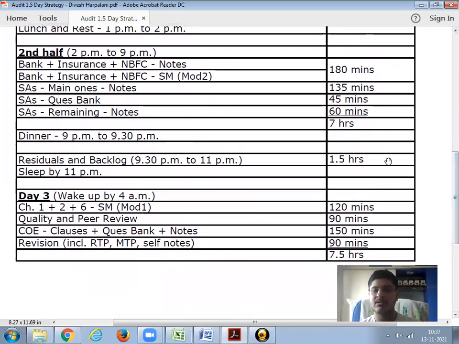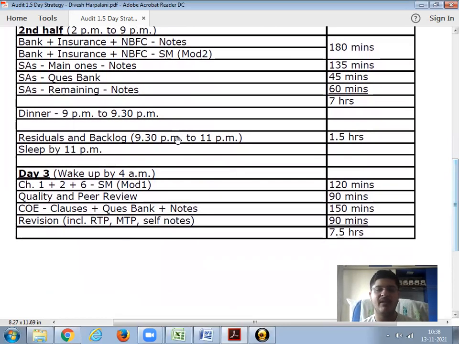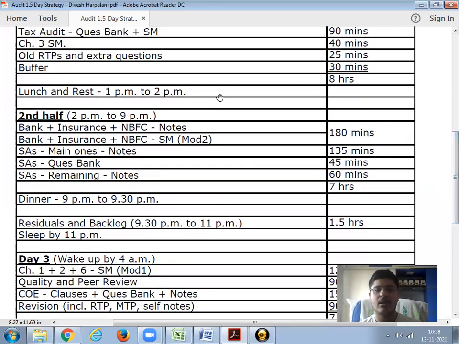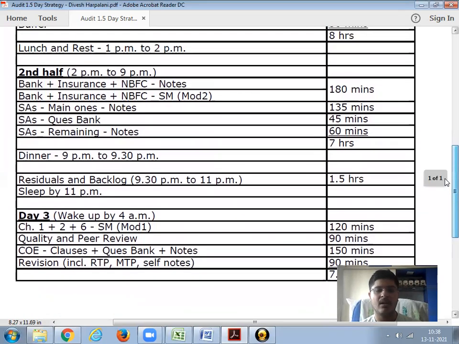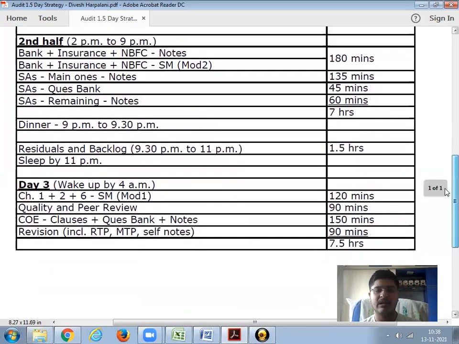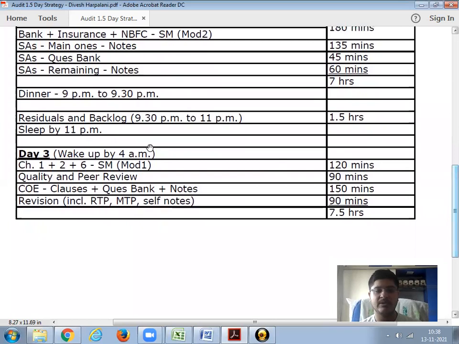So I think this is good enough to cover the backlog, sleeping at 11 p.m. and waking up by 4. So there's a 5-hour sleep that I've kept over here. The previous night it was 6.5 hours, averaging to around 5.5 to 6 hours, which when it comes to an audit subject, I think should be fine. So I think anywhere around 5 hours and 45 minutes on an average.